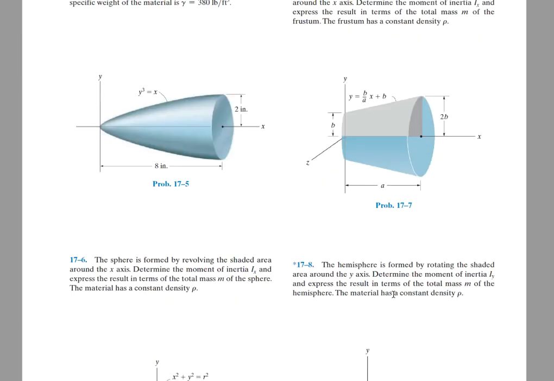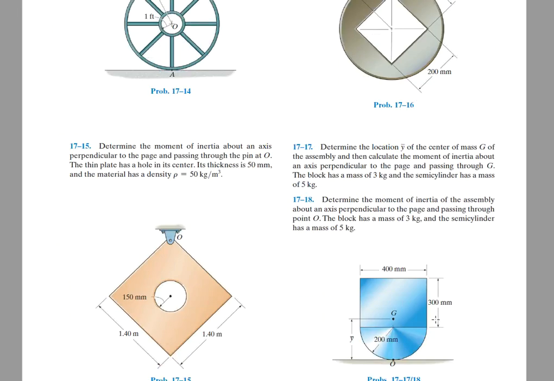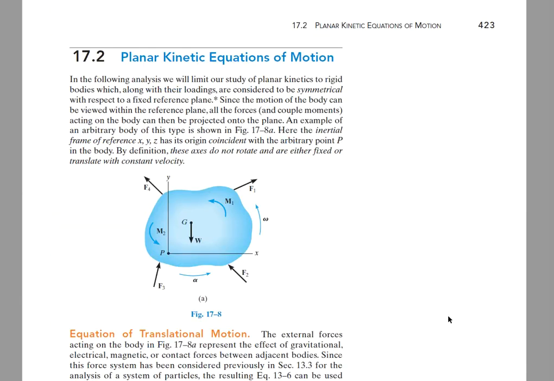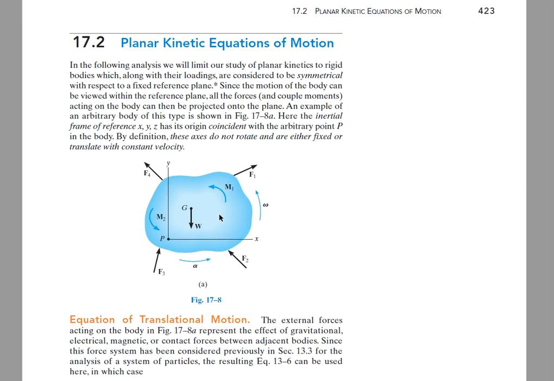And there are some problems. We're going to do 1 or 2 in class, and then we're moving forward to the next section, planar kinetic equations of motion. So assuming you have a rigid body moving in 2D, due to the effect of external forces and external moments, and it's also gravity that's shown, W.